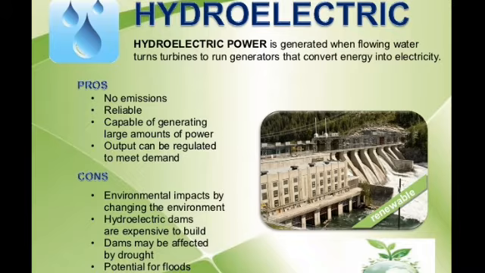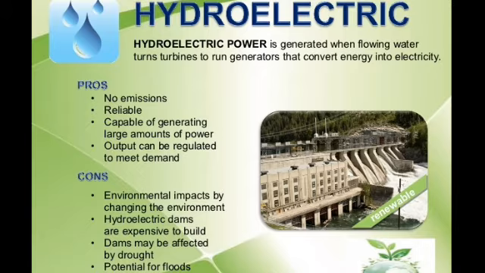There are various advantages and disadvantages associated with hydroelectricity. First, we will see the pros. It has no emission or less emission of harmful gases. It is a reliable source of energy, and it is capable of generating a large amount of power. The output can be regulated in order to meet the demand. So this is a good form of energy, but it has some disadvantages.